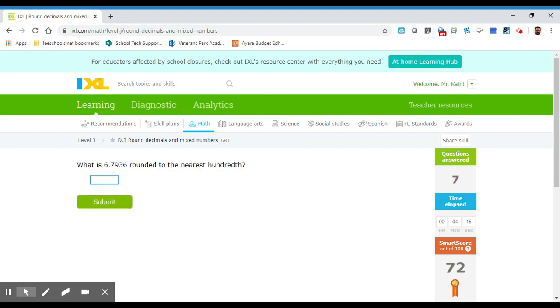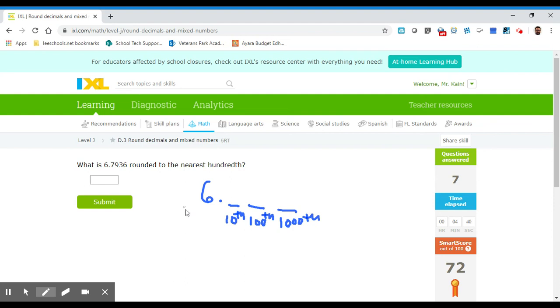Okay, what about this to the nearest hundredth? Okay, so this is where we get a little trickier because this is going to be tenths, hundredths. This would be thousandths.